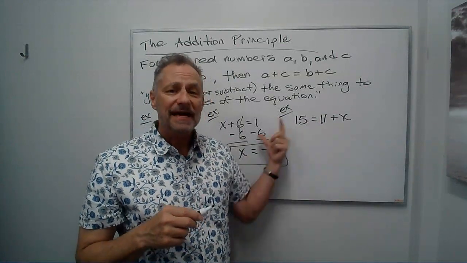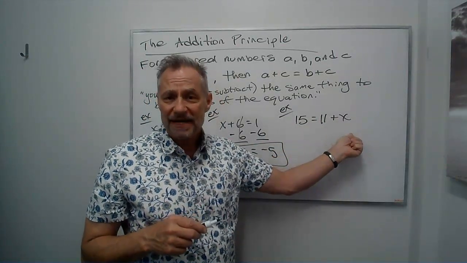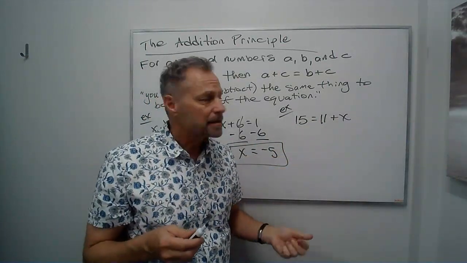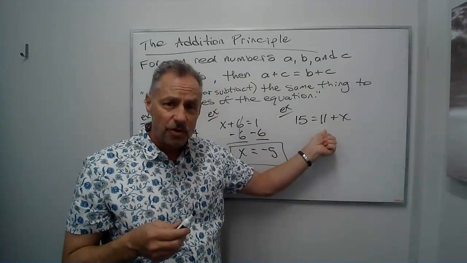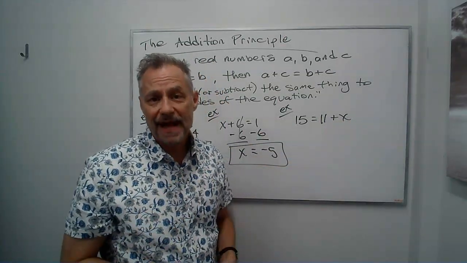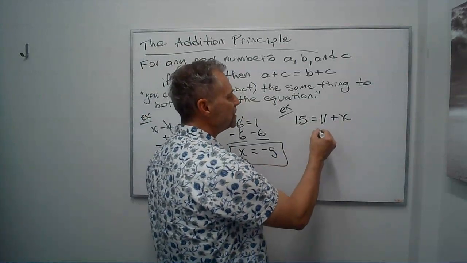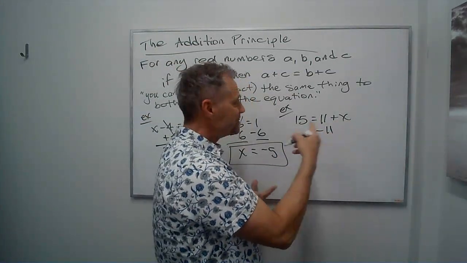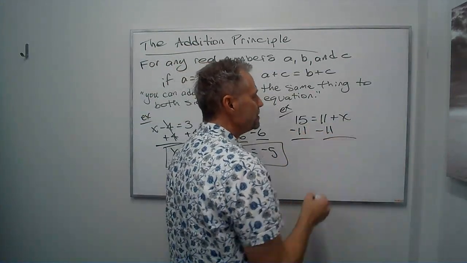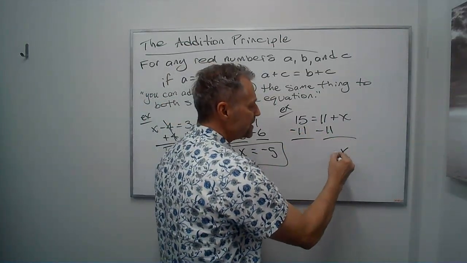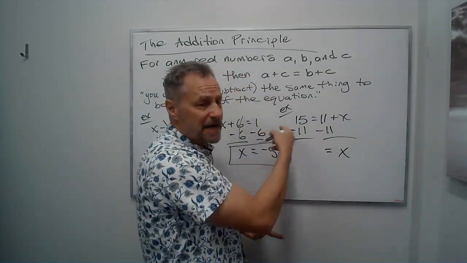It doesn't matter where x is in the equation. This time I put it on the right side of the equation, but I do the same thing. Here I'm adding 11 to it. Well, again, the opposite of adding 11 would be subtracting 11. And I can do that to the right side as long as I do the same thing to the left side. The 11s cancel out. I just get x. 15 minus 11 is 4.